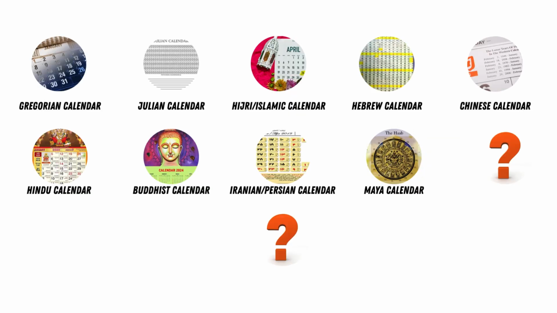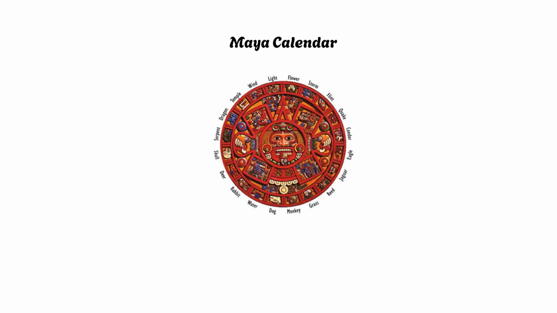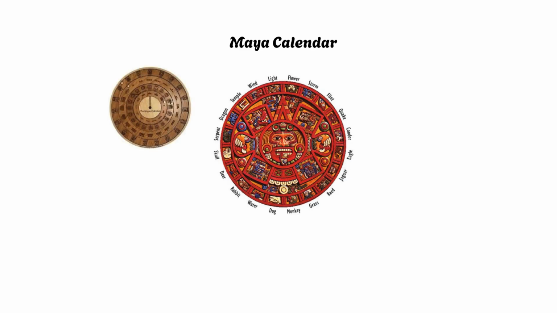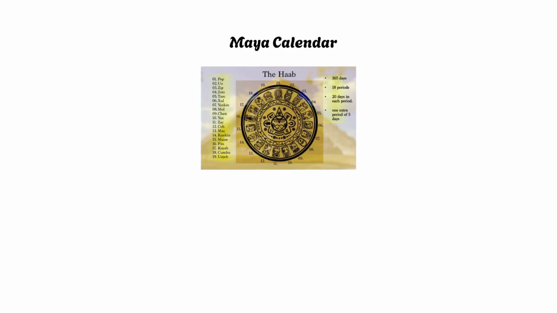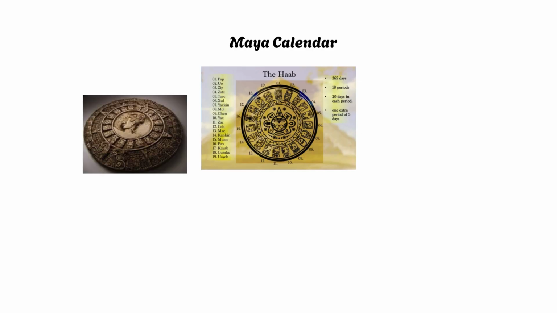Maya calendar. The ancient Maya had a very advanced calendar system. They used 2 calendars, one for rituals, 260 days, and one for everyday life, 365 days. They also had a long count to track thousands of years. This calendar shows how deeply they understood astronomy.